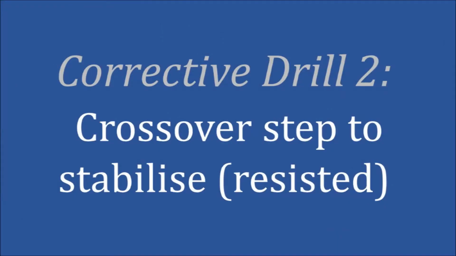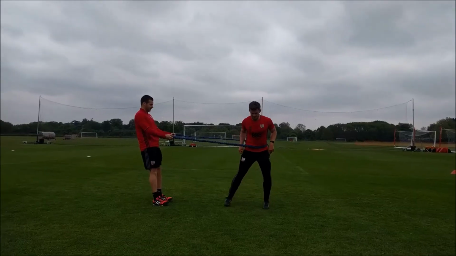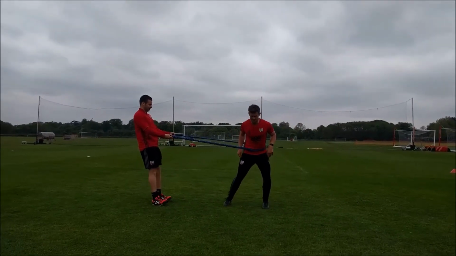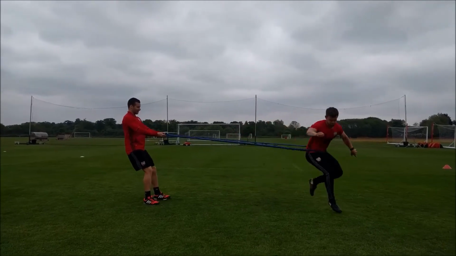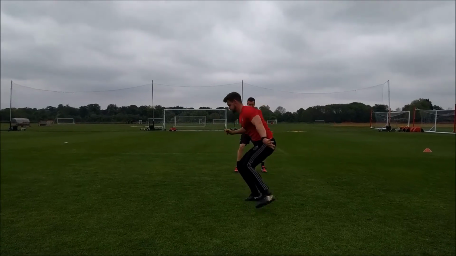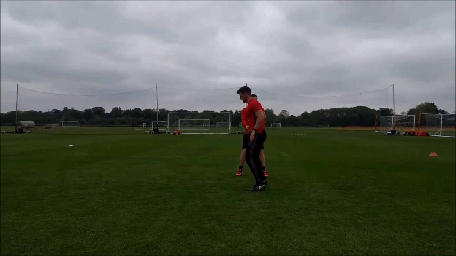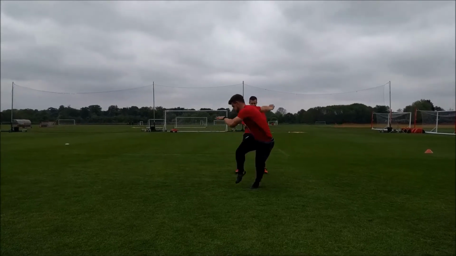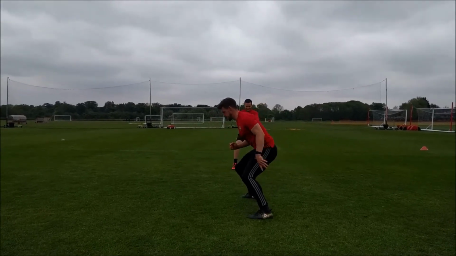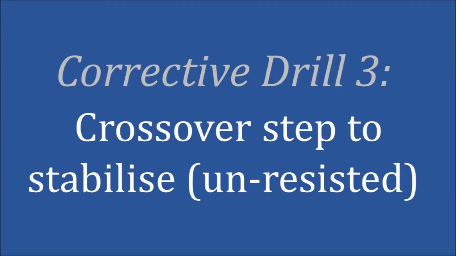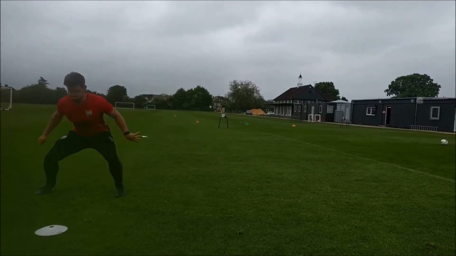The second corrective exercise I would use for my athlete would be the crossover step to base, and I would utilise a resistance band in order to facilitate the athlete's ability to generate force whilst under tension. The same coaching points will remain, and as we can see here, the athlete starts to create a much tighter knee angle. The next corrective exercise would be the cross-step to stabilise base position, however this would be unresisted.